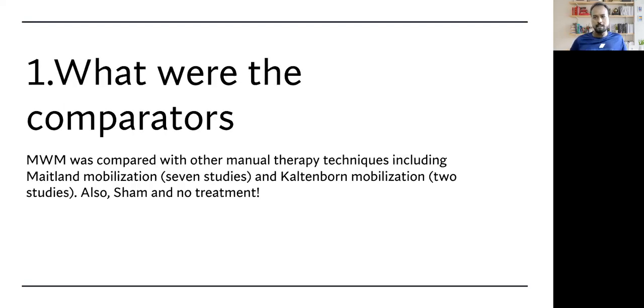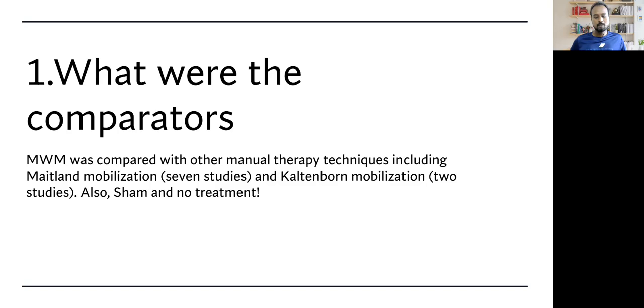So what we are going to do now, let us first see. We will ask all these questions I've just said initially. Before coming to a conclusion, we need to ask these questions. So first thing, what were the comparators that were used in many of the studies reviewed in this systematic review? Most of the studies compared it with other manual therapy and also sham and no treatment, right?